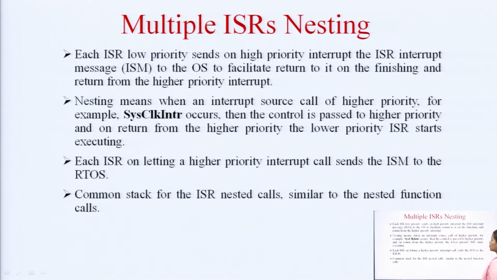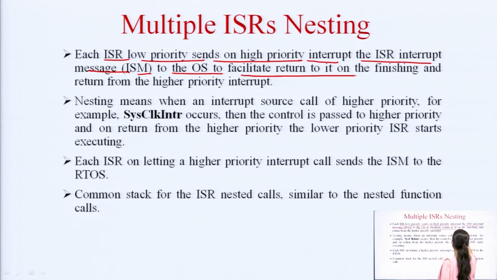There can be a situation of multiple ISRs nesting. In this, the low priority ISR sends, on a higher priority interrupt, the ISR interrupt message, which is known as ISM, to the OS to facilitate the return to it on finishing and returning from the higher priority interrupt. So, there can be a nesting of different ISRs one into the other, and it depends on the priorities of the interrupt service routines which one will be executed first and which later on.